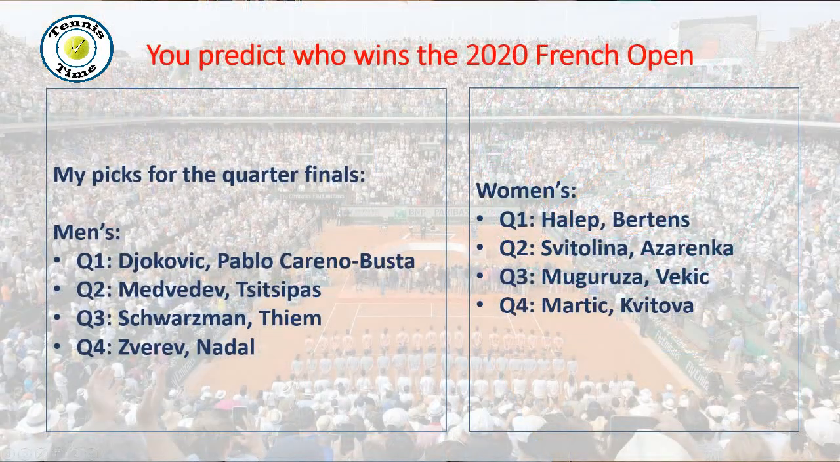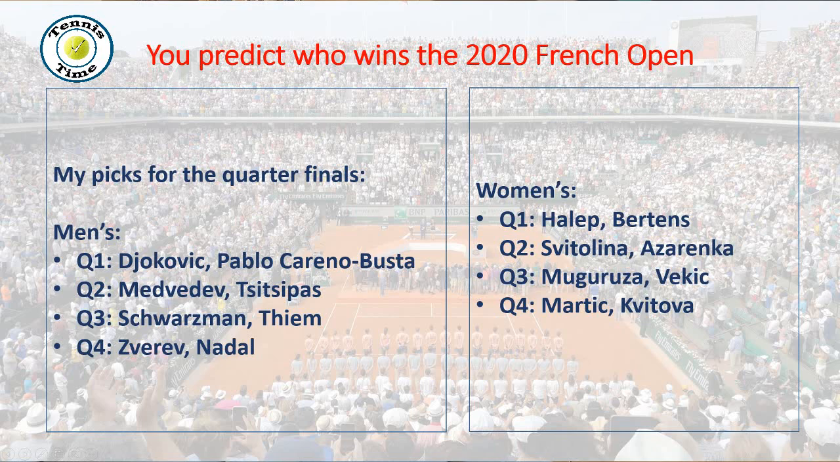So as I said, these are my picks from the men's side. Quarter 1, Djokovic, Pablo Carreño Busta, then Medvedev, Tsitsipas, Schwartzman, Thiem, and Zverev, Nadal. On the women's side, as I just said, Halep, Bertens, Svitolina, Azarenka, Muguruza, Vekic, and Martic, Kvitova.